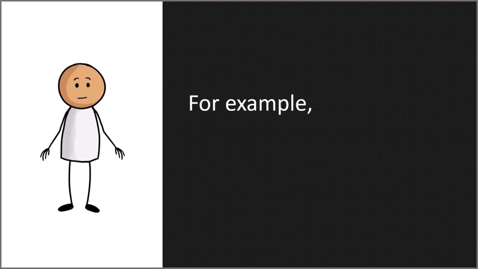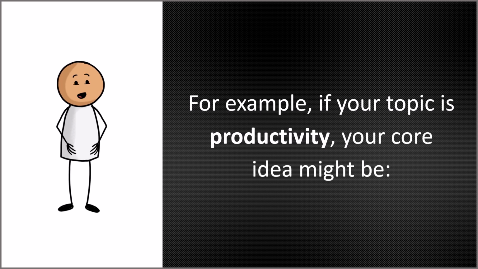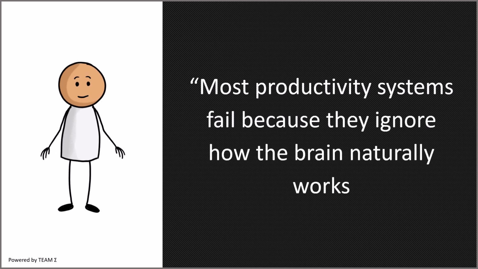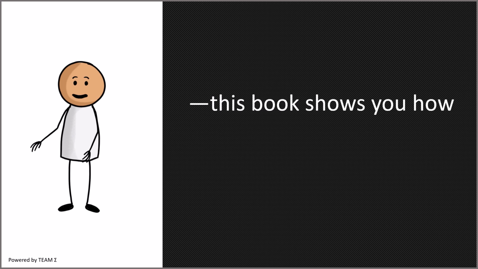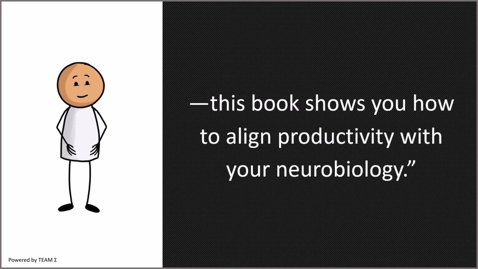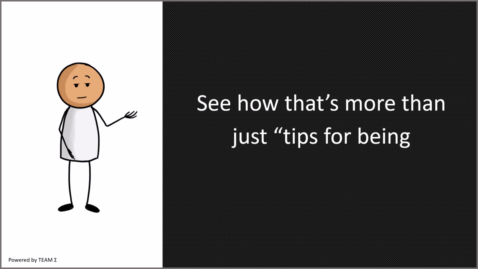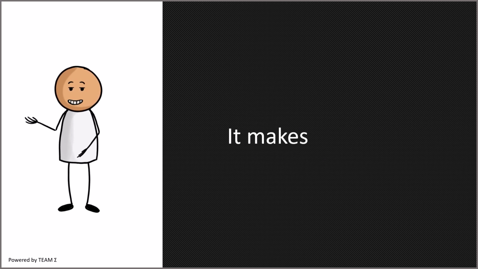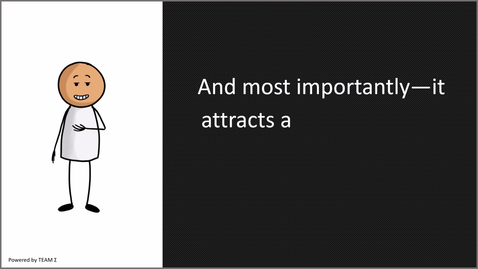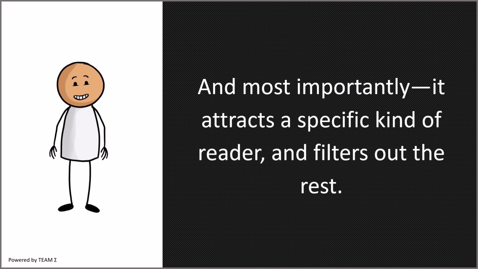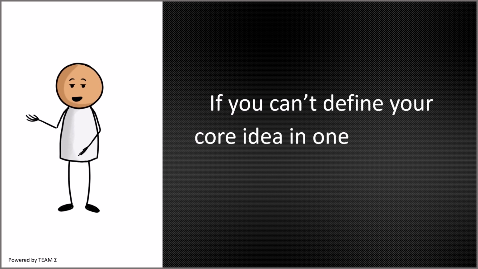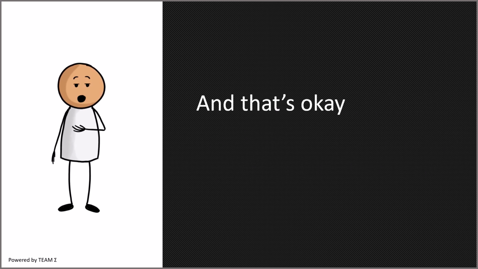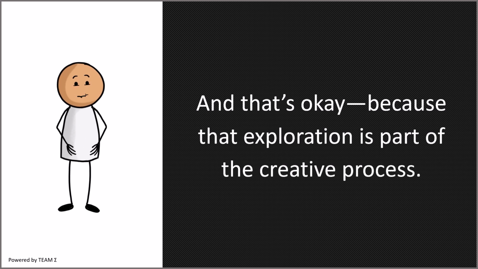For example, if your topic is productivity, your core idea might be, most productivity systems fail because they ignore how the brain naturally works. This book shows you how to align productivity with your neurobiology. See how that's more than just tips for being productive? That's a viewpoint, a stake in the ground. It makes a promise. And most importantly, it attracts a specific kind of reader and filters out the rest. If you can't define your core idea in one sentence, you're not ready to write. You're still exploring. And that's okay, because that exploration is part of the creative process.